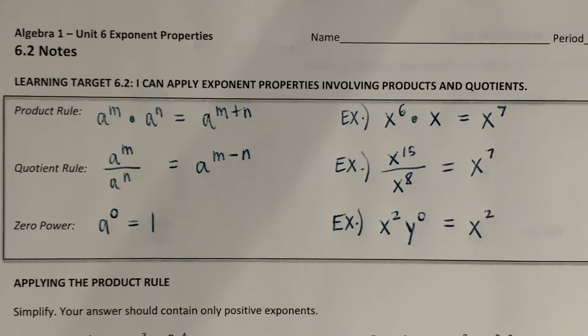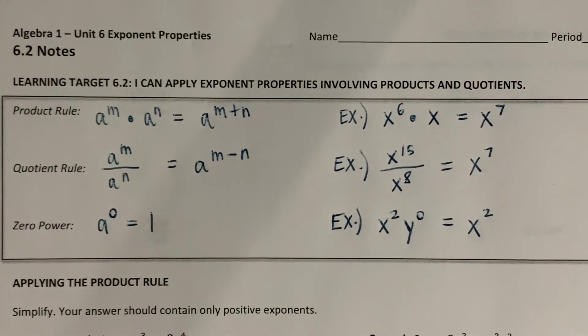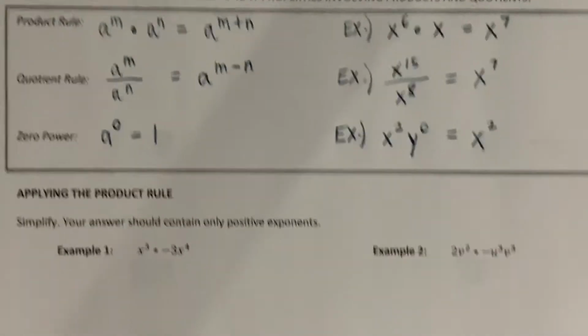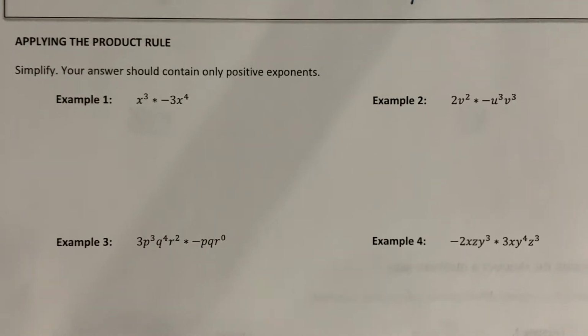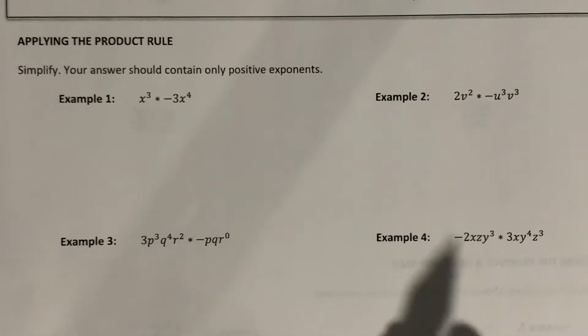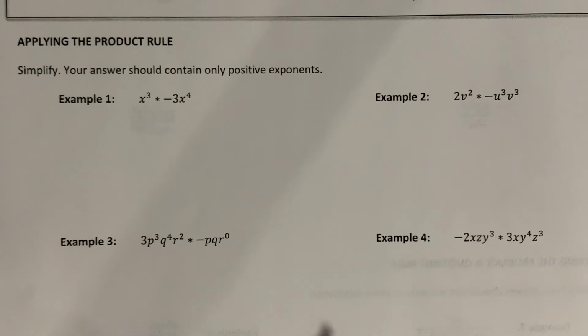Let's go ahead and start by applying the product rule. So our directions tell us to simplify so that our answer should contain only positive exponents. So what that means is I can't have something like x raised to the negative 2nd power. That would not be allowed. So only positive exponents here.